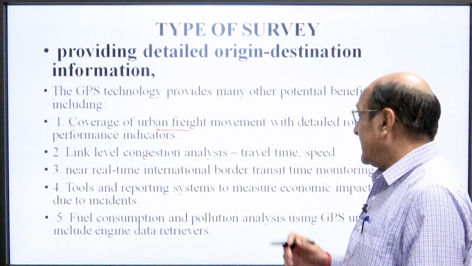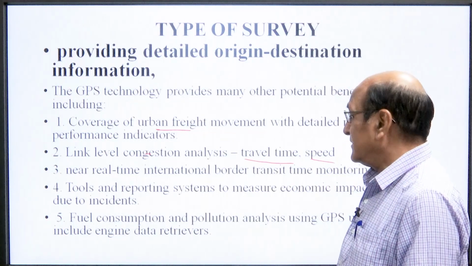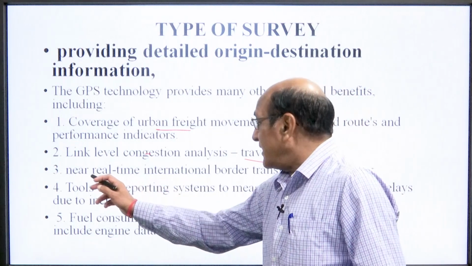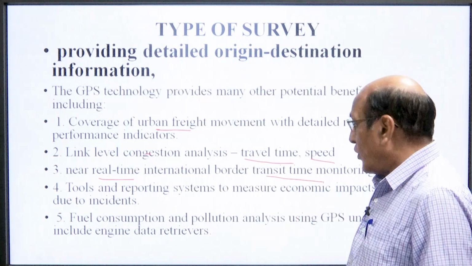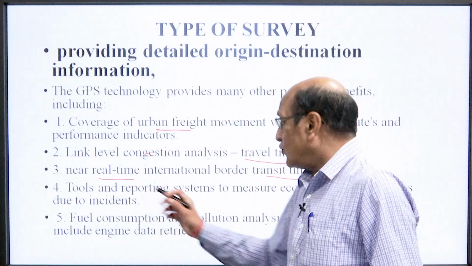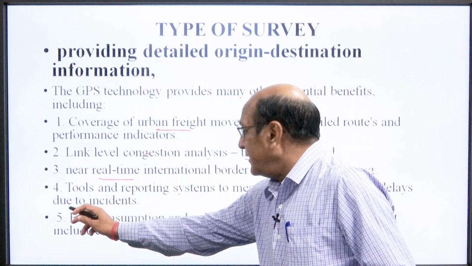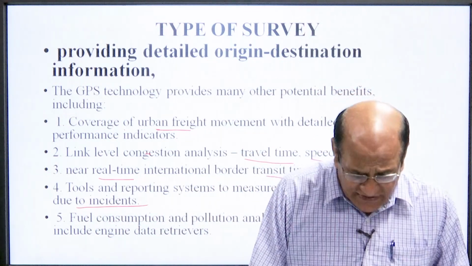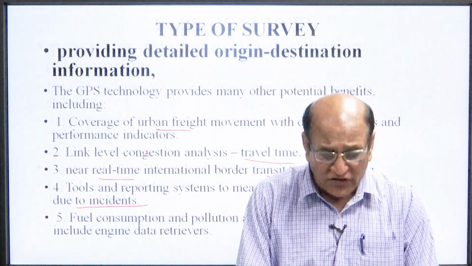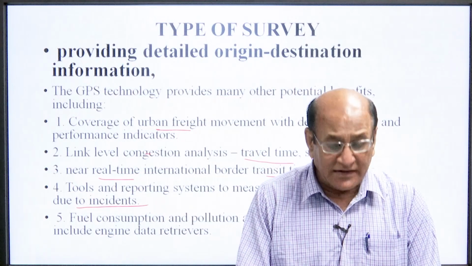Link level congestion analysis means travel time, speeds, near real time, international border transit time monitoring, tools and reporting system to measure the economic impact of delays due to accidents, fuel consumption and pollution analysis using GPS units that include engine data retrievers.